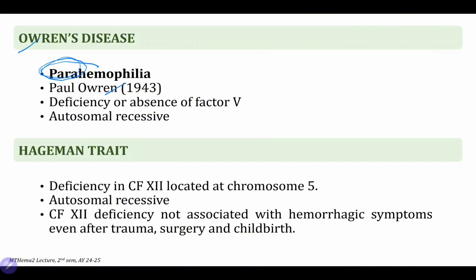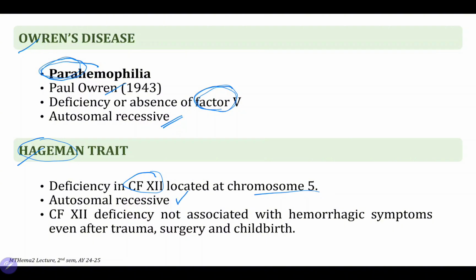So, in Owren's disease, there is a deficiency or absence of your coagulation factor 5 or your proaccelerin. Its inheritance pattern is autosomal recessive. Next, you have your Hageman trait. From the name itself, Hageman. So, ang deficient factor natin ay si factor 12. Okay? It's usually located at chromosome 5. Okay? And inheritance pattern is autosomal recessive.